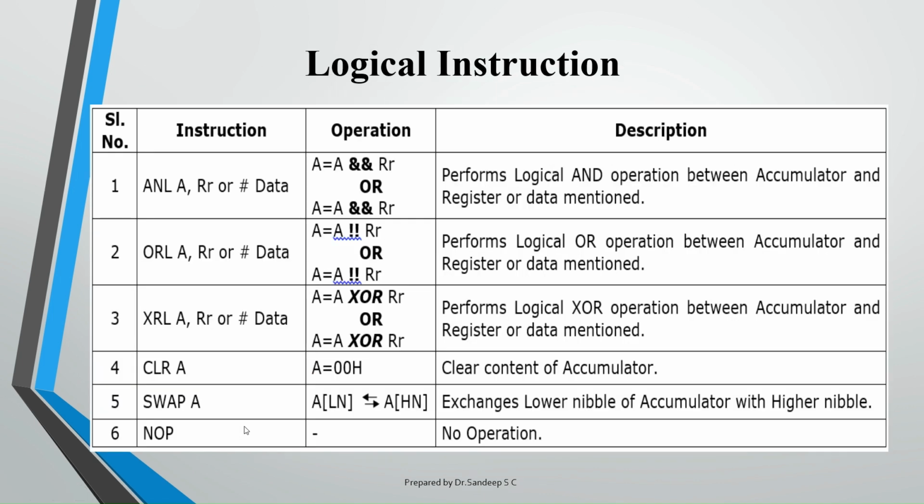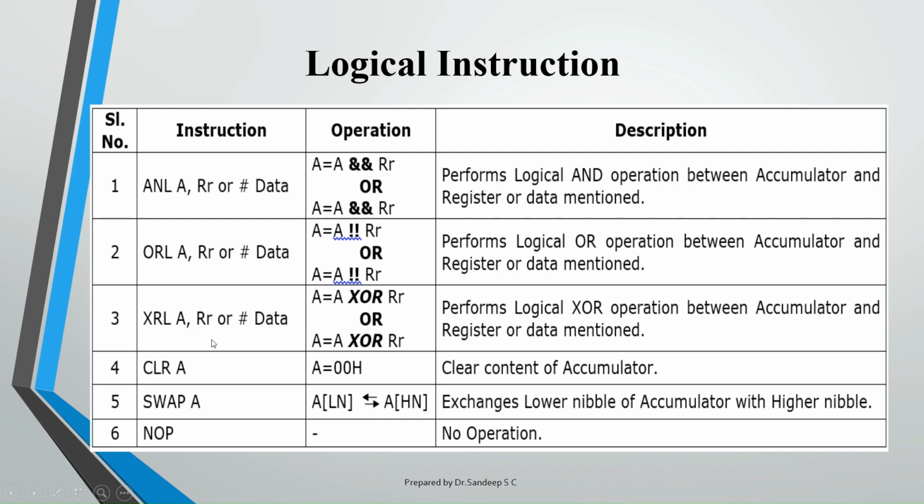Then we have the next set, logical instructions. The first one is ANL, that is AND logic. So the content of A and the register is ANDed. Here we can give immediate data also for the AND operation. Again, the result will be stored in the accumulator. Similarly, we have OR logic and XOR logic. Here also the content of A is ORed with register content or immediate data, and the result will be stored in the accumulator. And in the case of XRL, the content of Rn is XORed with the content of the accumulator or immediate data, and then the result will be stored in the accumulator.